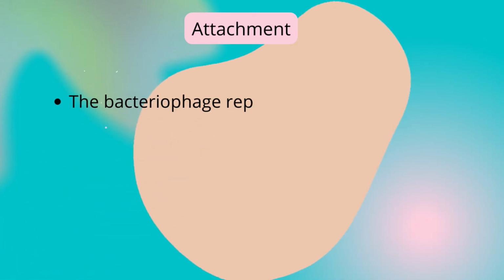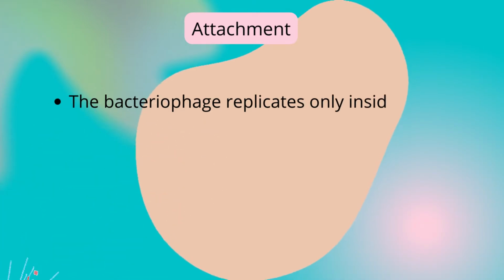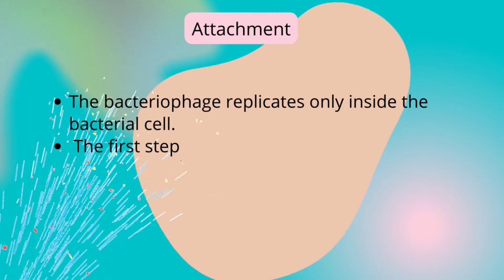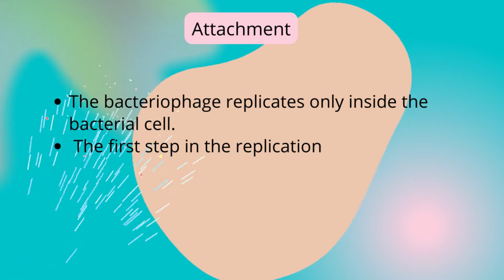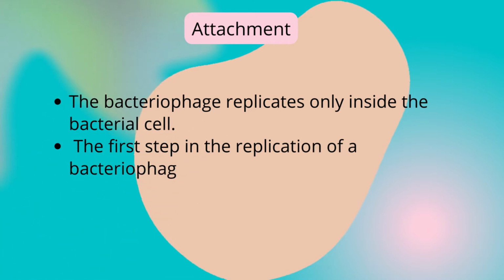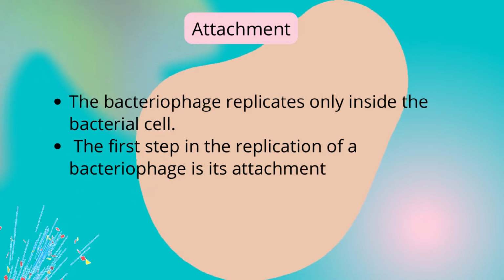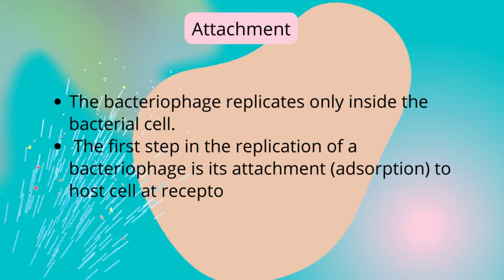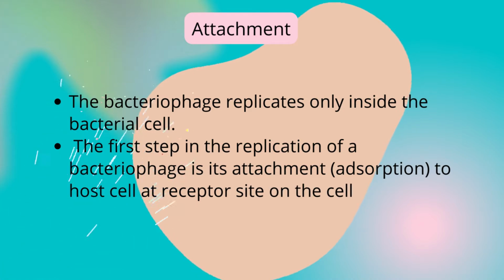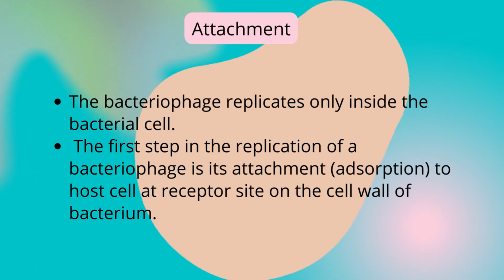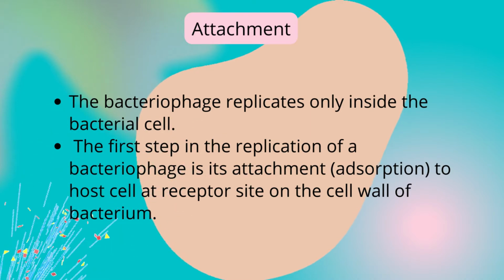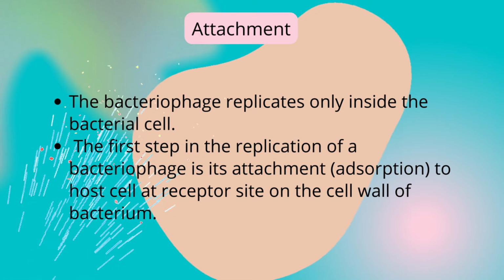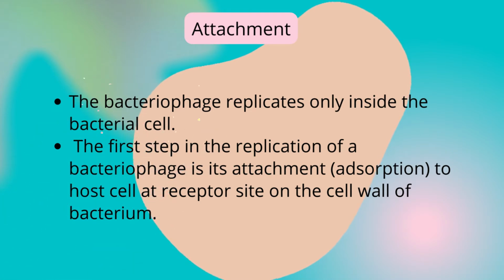First step, attachment. Bacteriophage replicates only inside the bacterial cell. That's why it is called a bacteria eater. The first step in the replication of a bacteriophage is its attachment. Attachment is also called adsorption to the host cell at the receptor site. It means the bacteriophage attaches only at a specific point of its host surface, and that specific point is called the receptor site on the wall of the bacterium.